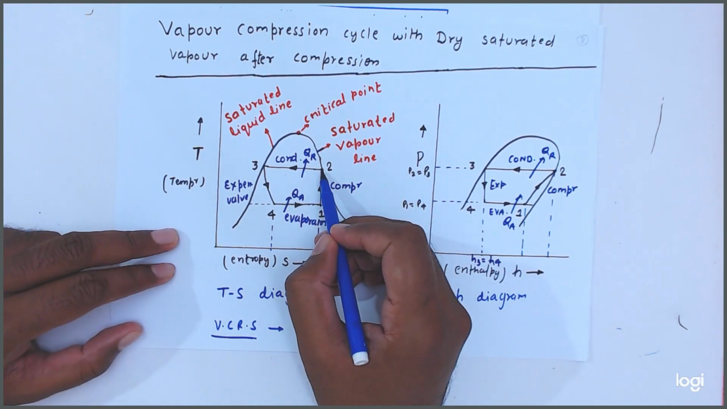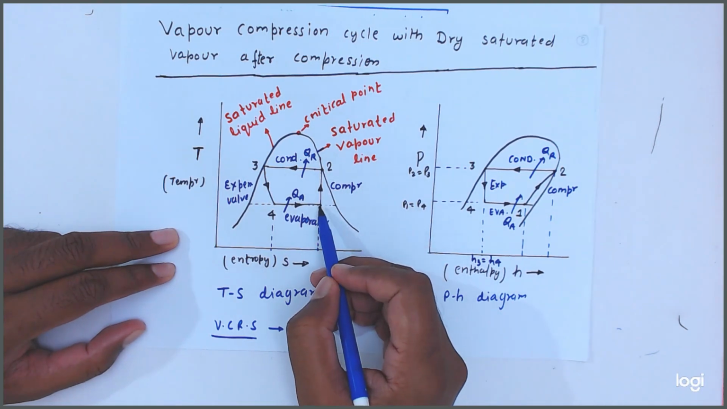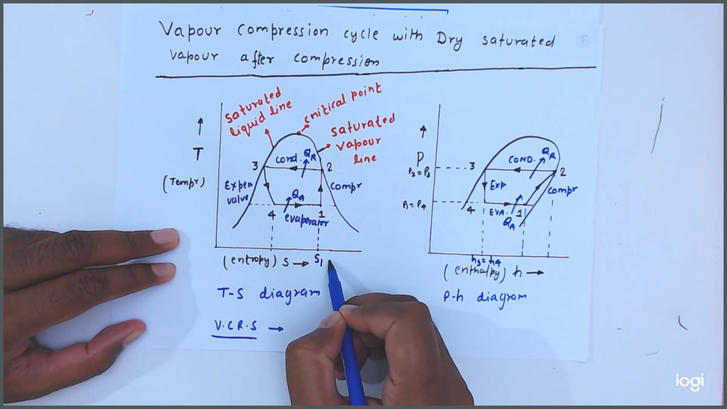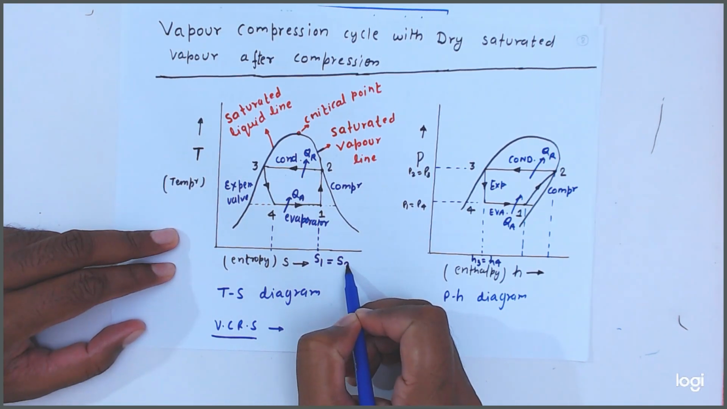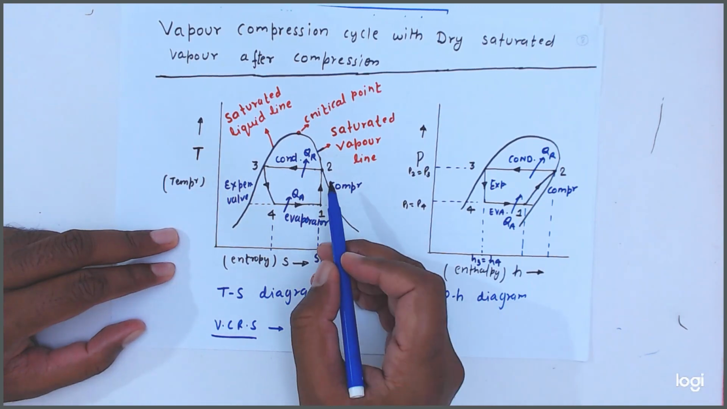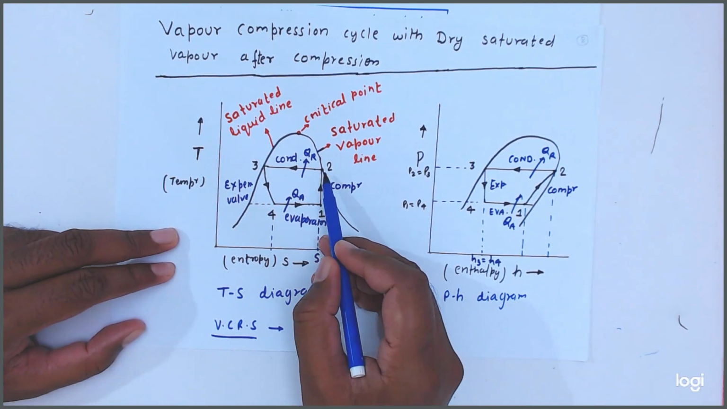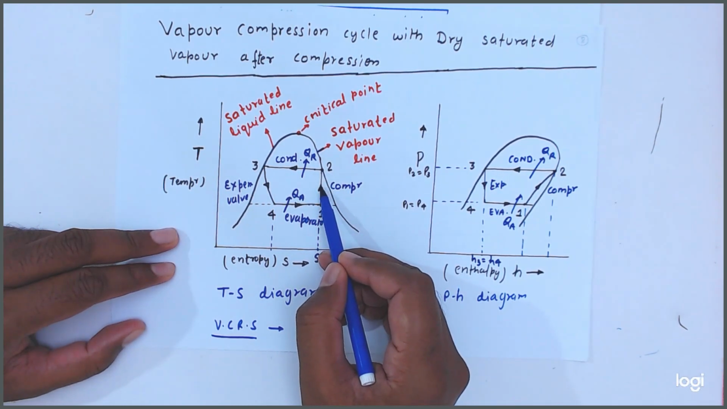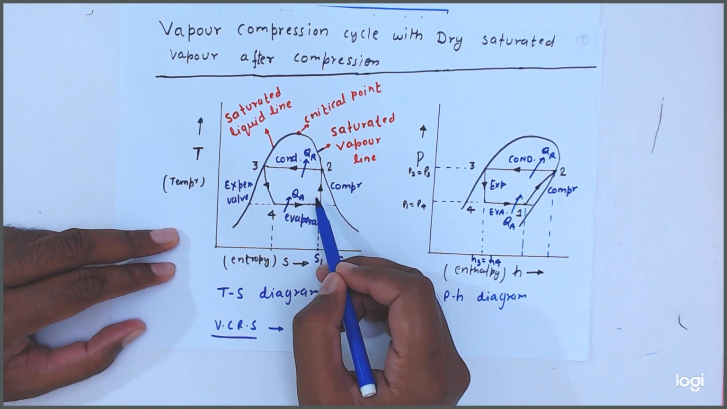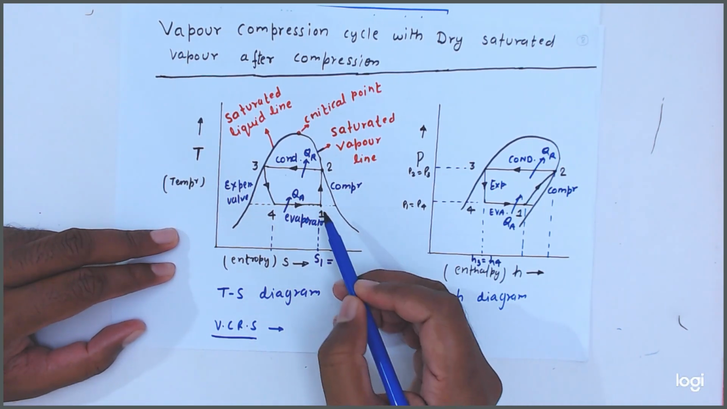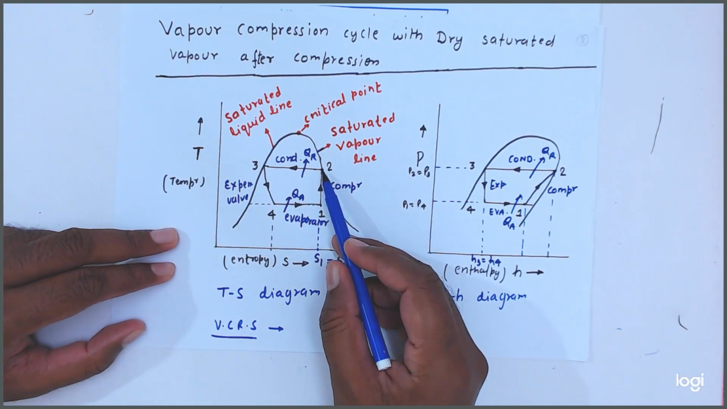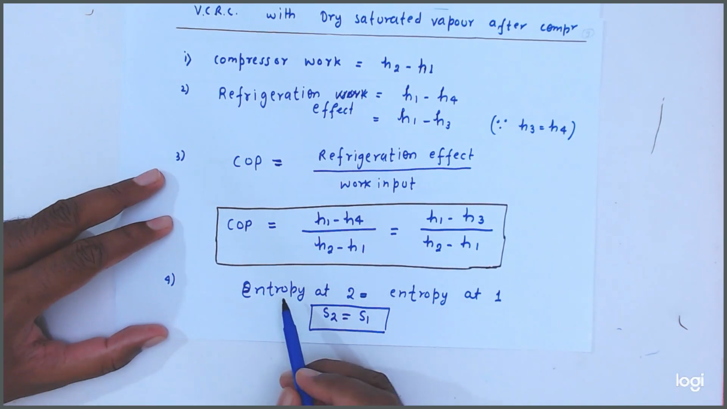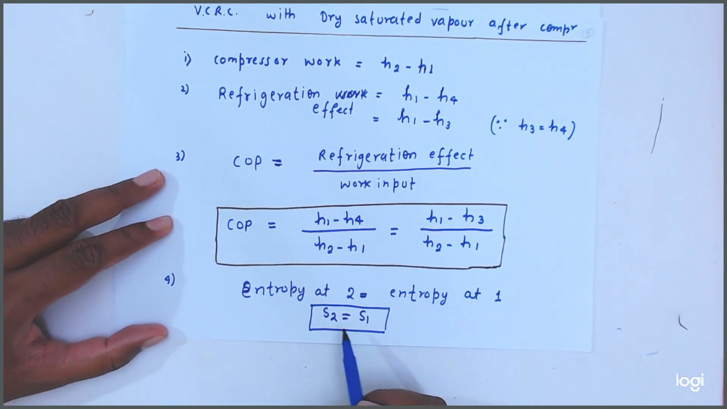So entropy at this point is equal to entropy at point 1. Here entropy at point 1 equals entropy at point 2. Getting, friends? Since entropy is constant, we can say it is an isentropic process. In an isentropic process, entropy is constant, so whatever the entropy at point 1, it will equal the entropy at point 2.